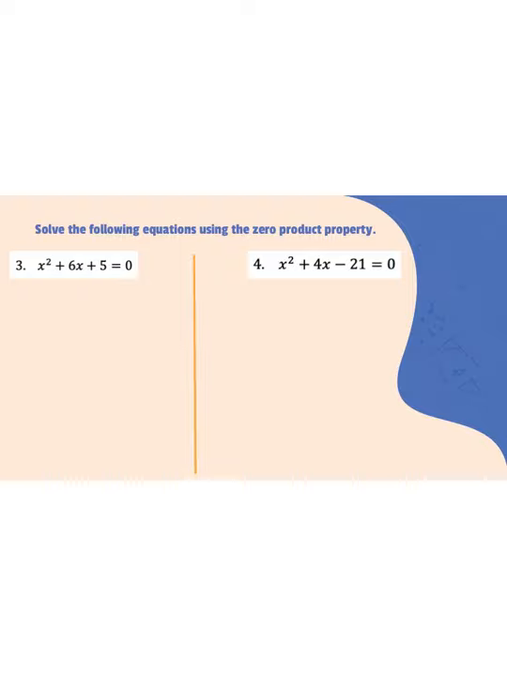In the previous problems, your numbers have already been factored for you, so it was easy to set them equal to 0. Well, the ones that we're working on today are not already factored. So first you're going to have to factor and then set equal to 0. So we're going to go ahead and do this with number 1.